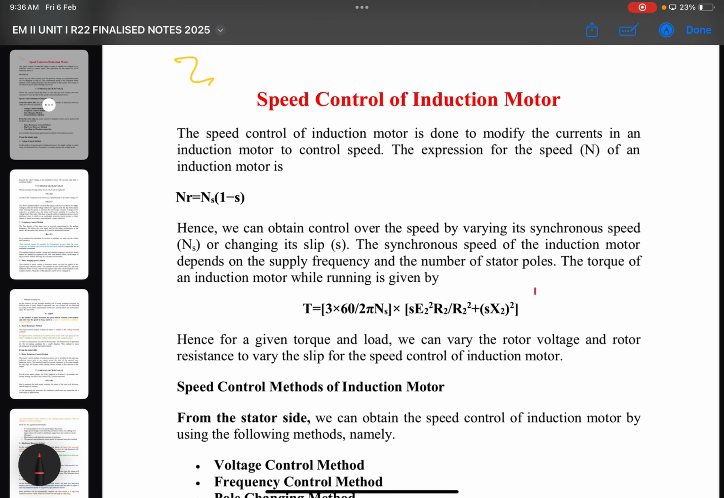Okay, so we'll continue our discussion on the three-phase induction motor with one more topic here, that is speed control of the three-phase induction motor. Speed control is very important.